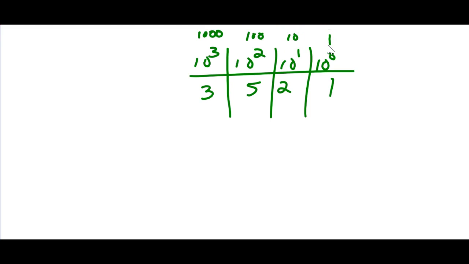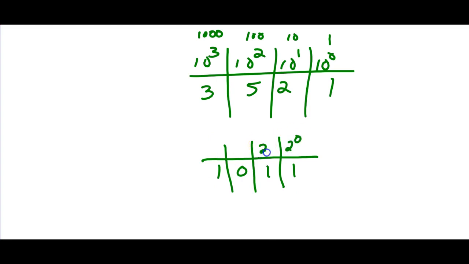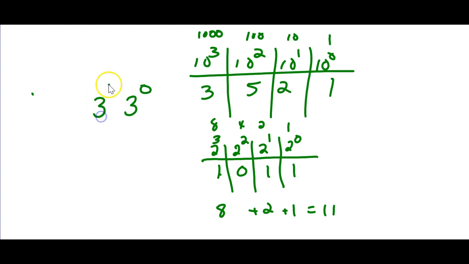We did the same thing when we talked about binary. We said if we had 1011, then we said 2 to the 0, 2 to the first, 2 squared, 2 cubed. So this is 1, 2, 4, and 8. That means we had 1 eight, 0 fours, 1 two, 1 one. Adding those up, we got the number 11. We're going to do the same thing when we talk about base 3. We're going to say we've got 3 to the 0, 3 to the first, 3 squared, 3 cubed, and so forth. That's a cube.